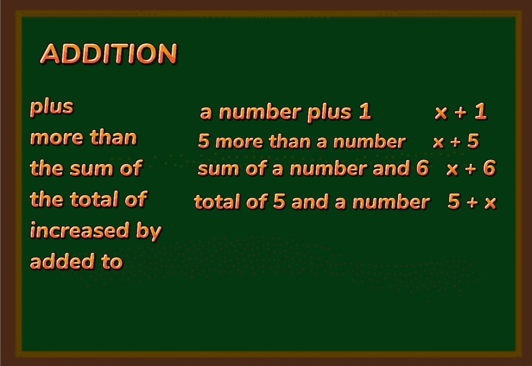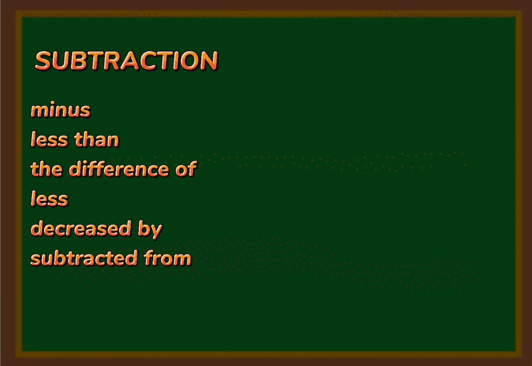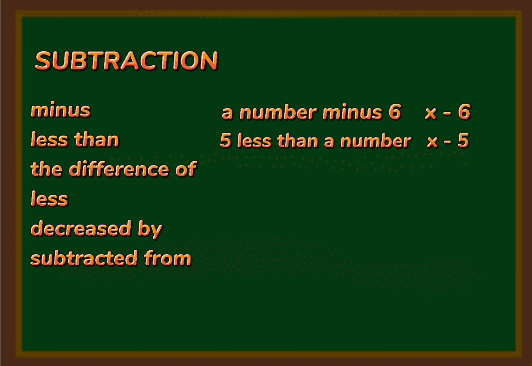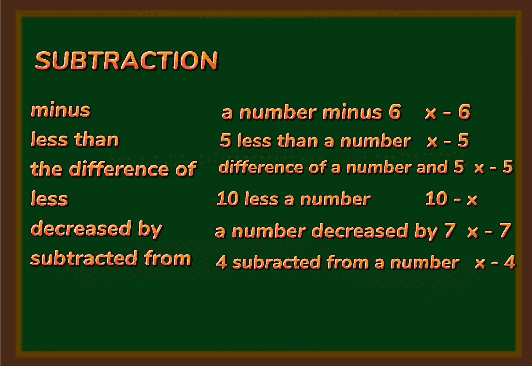the total of 5 and a number, increased by 3, and 5 added to a number. In subtraction, the keywords or phrases are less than, minus, less, the difference of, decreased by, and subtracted from. For example, a number minus 6, 5 less than a number, the difference of a number and 5, 10 less a number decreased by 7, 4 subtracted from a number.